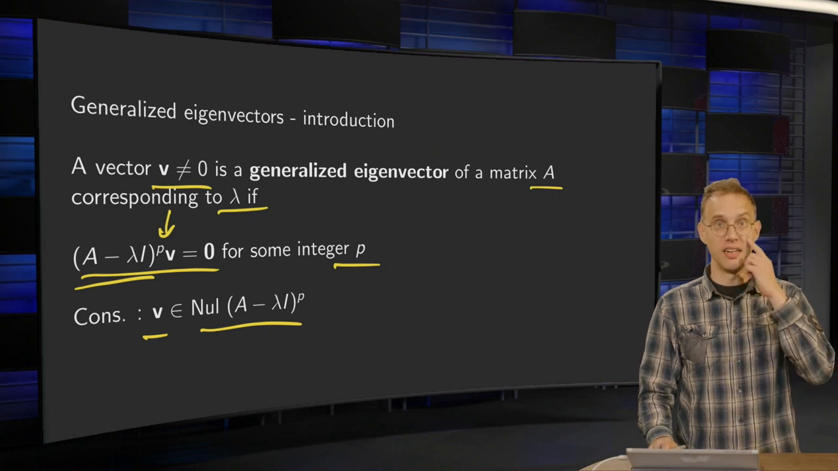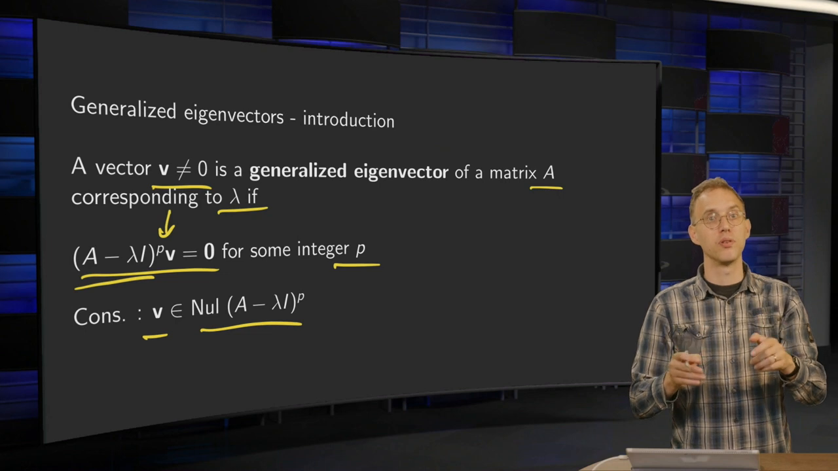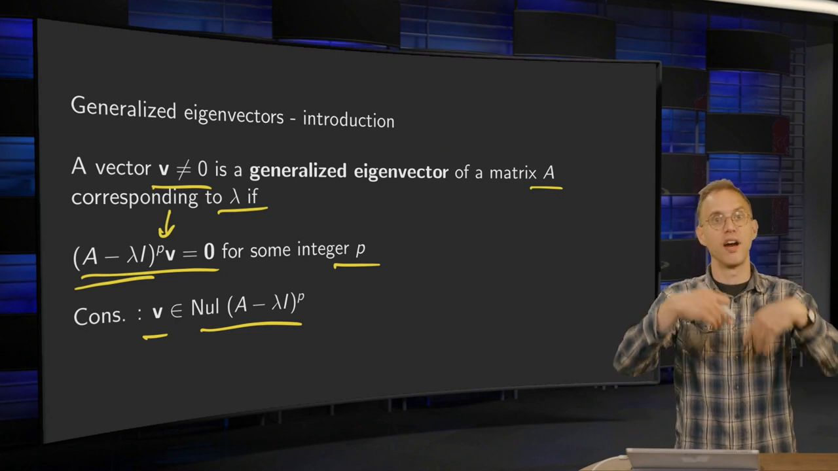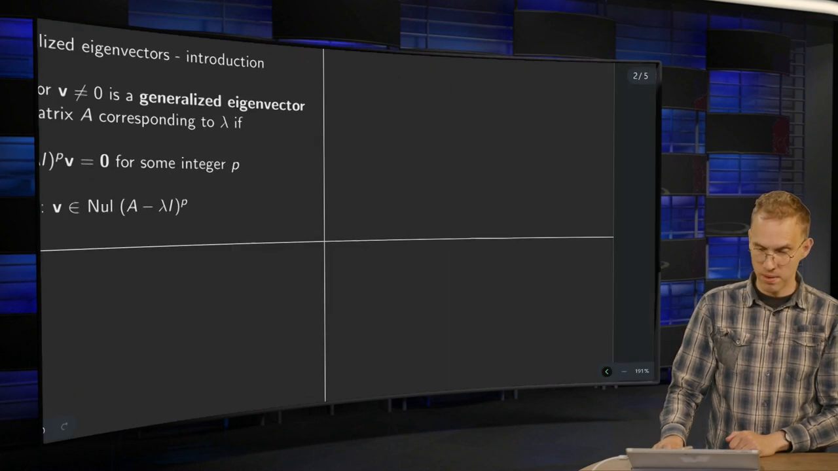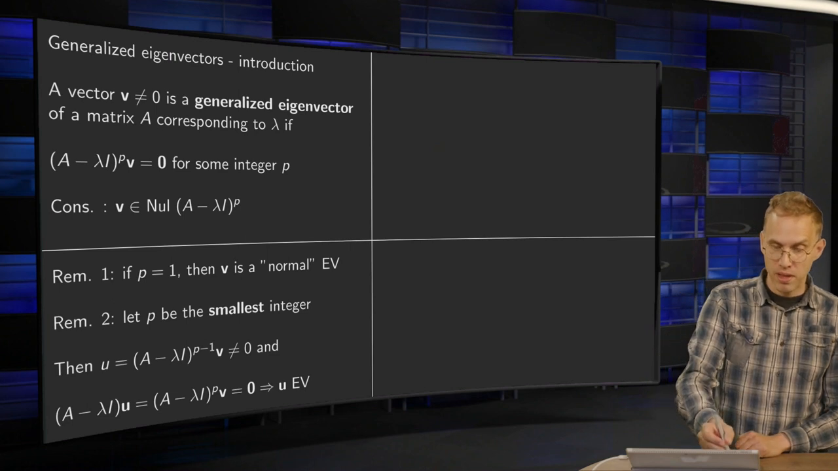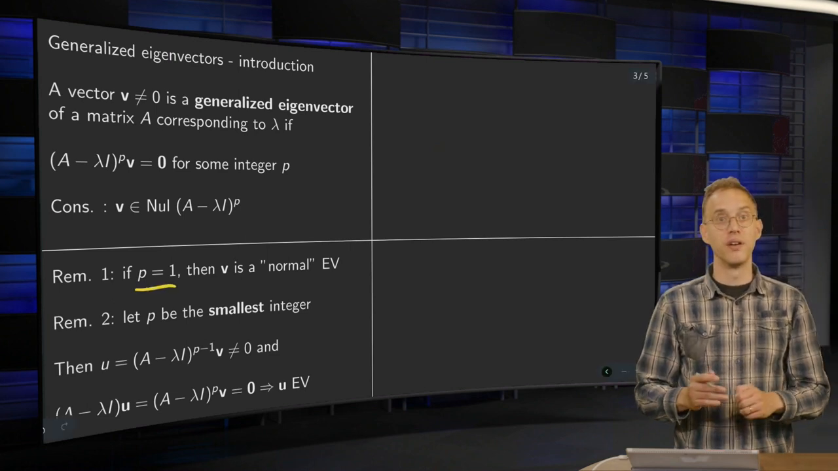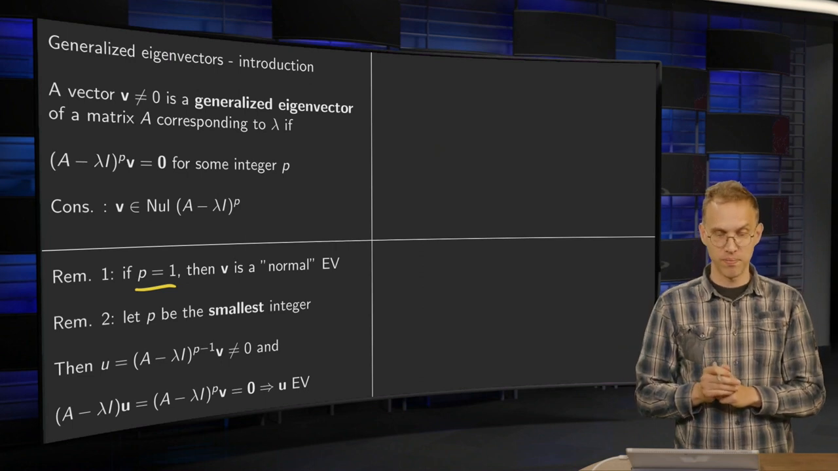So that is the idea. We are not only looking anymore at A minus lambda I, but also at A minus lambda I squared, A minus lambda I to the power 3, and so on and so forth. So, as we have seen before, for P equals 1, our generalized eigenvector becomes a normal eigenvector.